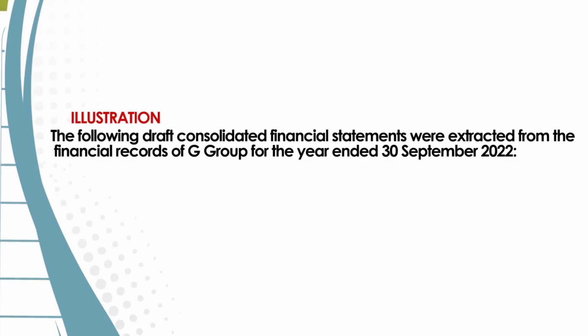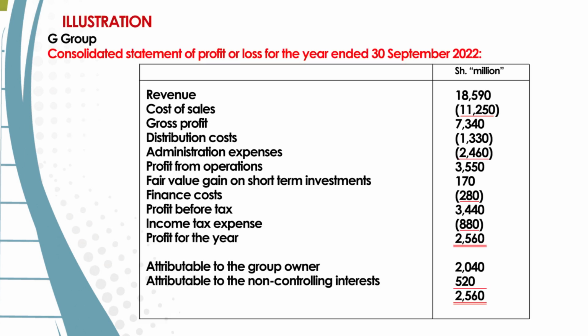So the question reads, the following draft consolidated financial statements were extracted from the financial record of G Group for the year which ended 30th of September 2022. So we are given the consolidated statement of profit or loss for the year which ended 30th September 2022, where we have the revenue, cost of sales, gross profit, distribution cost, administrative expenses, profit from operation, and then we have the fair value gain on short-term investment, finance cost, and then we have the profit before tax, income tax expense, and then we have the profit for the year, which has been split into a profit attributable to the owners of the group and the profit attributable to non-controlling interest.